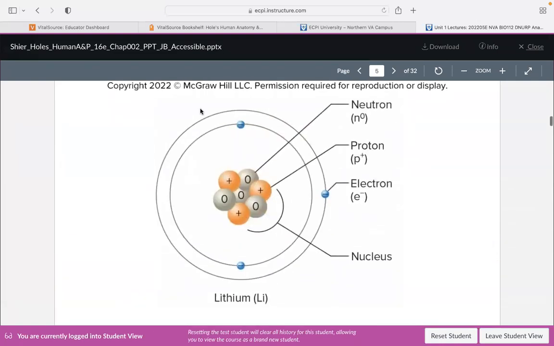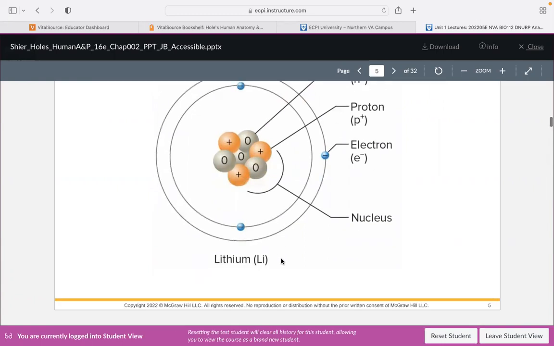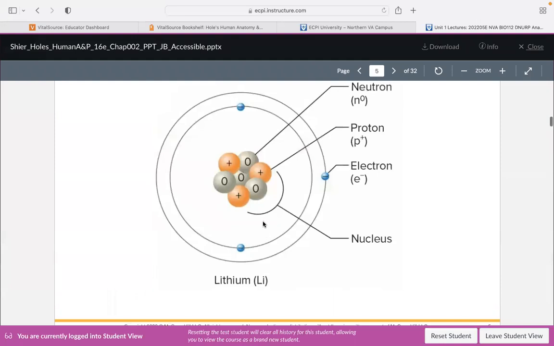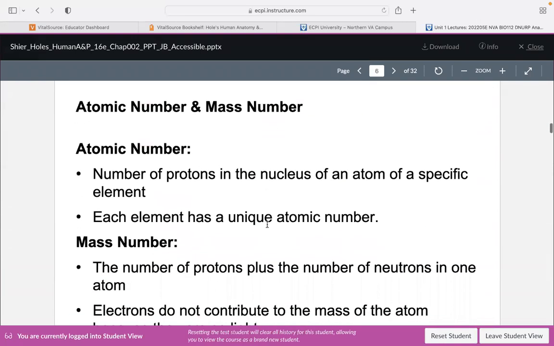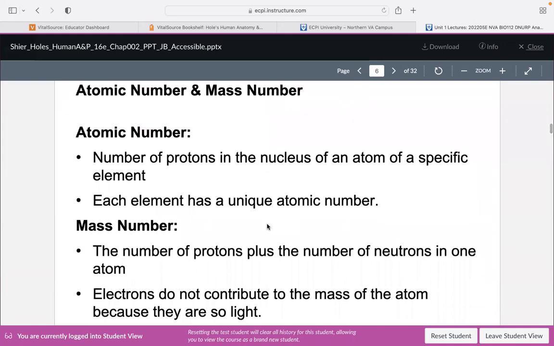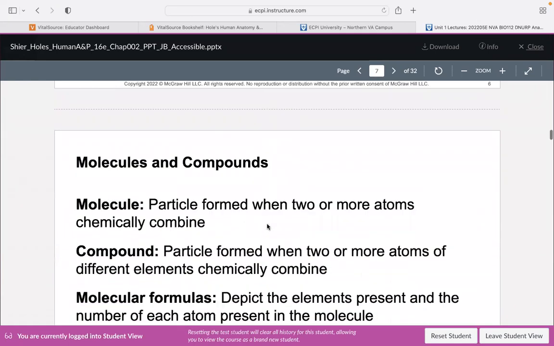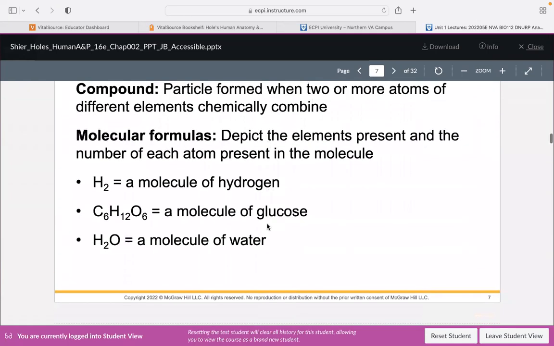Oh, lithium here, this is your pure lithium. Lithium in real life exists as an ion, 1+. Atomic number, mass numbers, all well and good. Here's some nice to know.